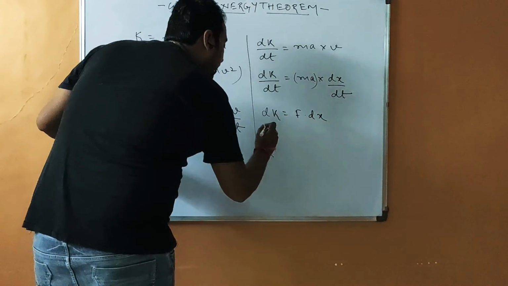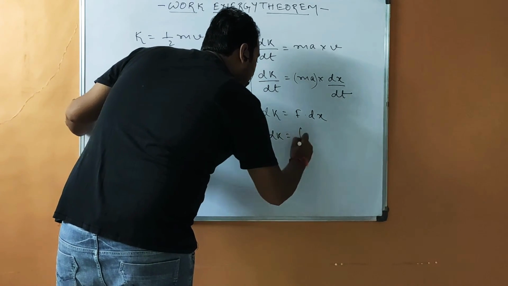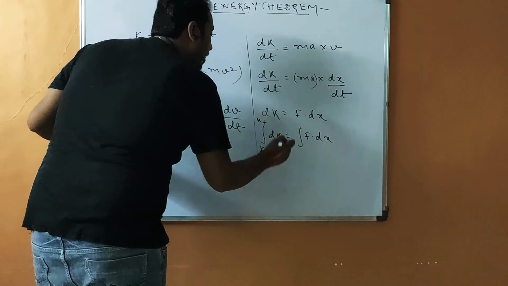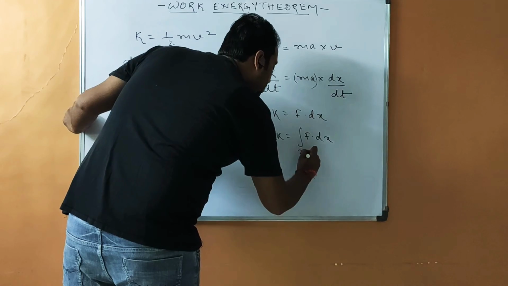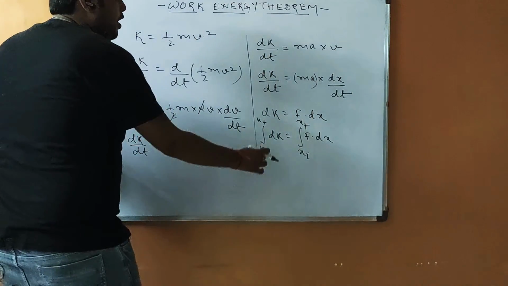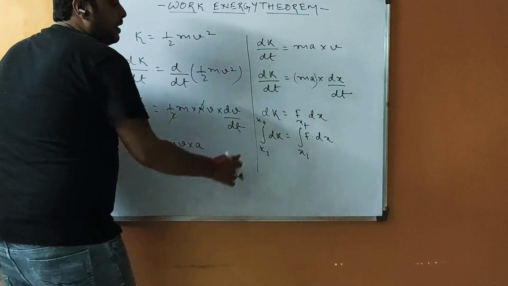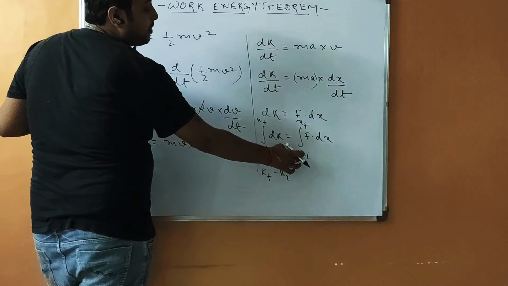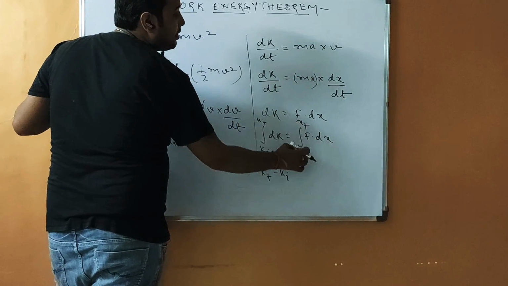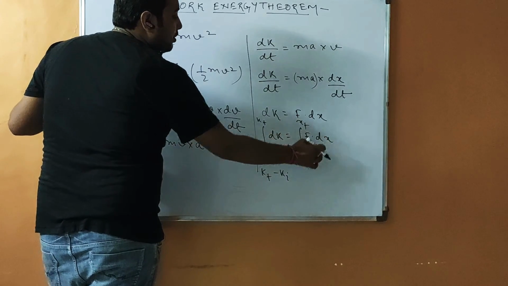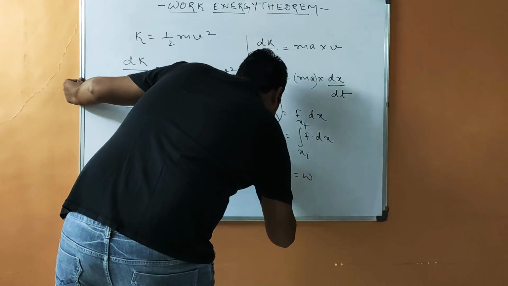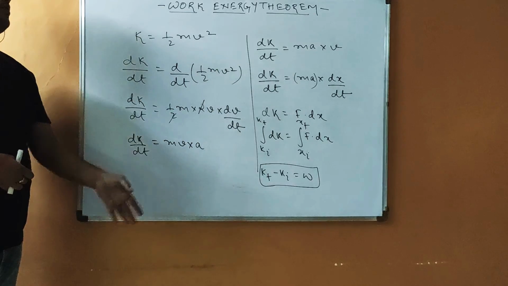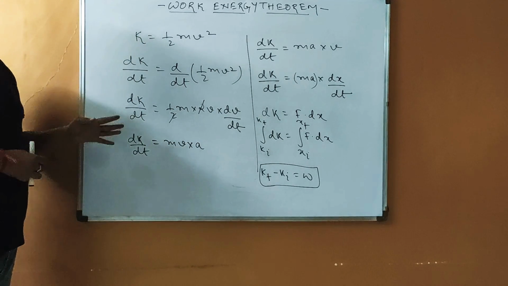Now, if I integrate both sides, from initial kinetic energy to final kinetic energy, and here the variable is position from xi to xf. What is the integration of dK? K, then upper limit minus lower limit, Kf minus Ki. If you remember what I told you just previously, the integration from xi to xf of F dx is equal to work. So this is the derivation for the work energy theorem for a variable force.